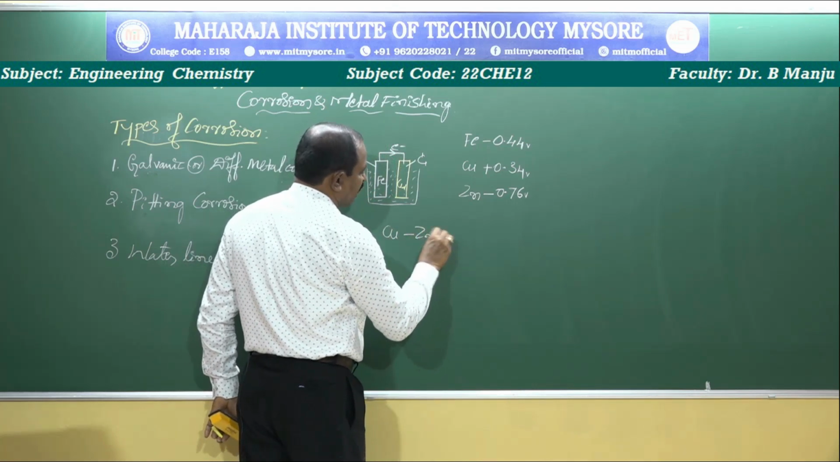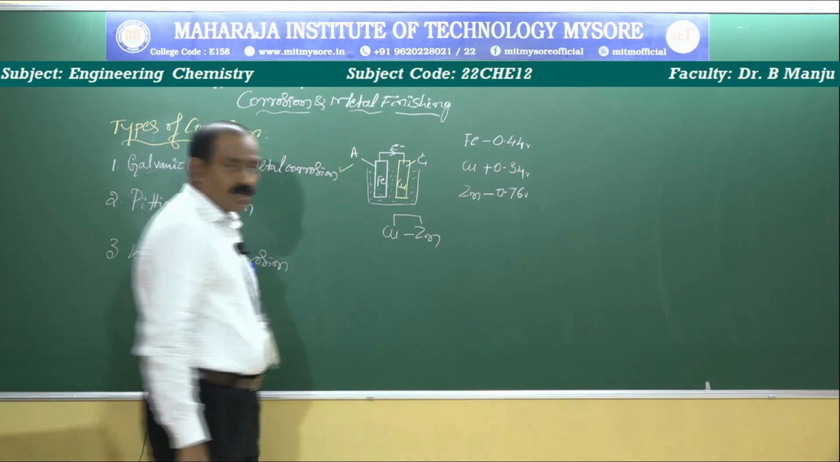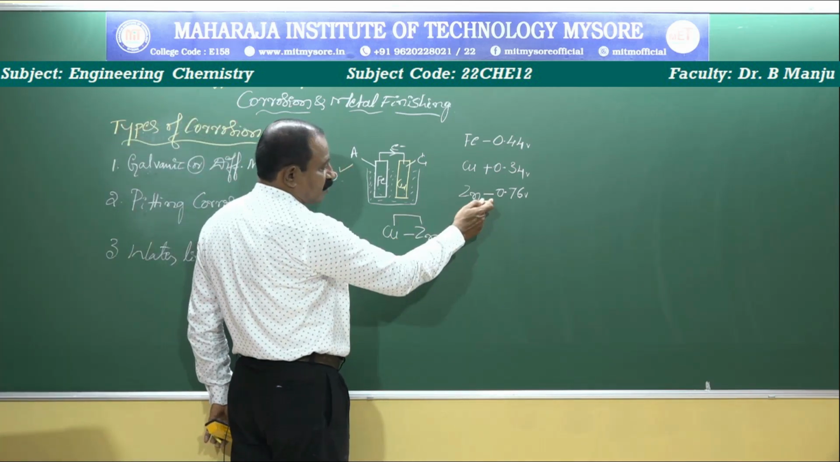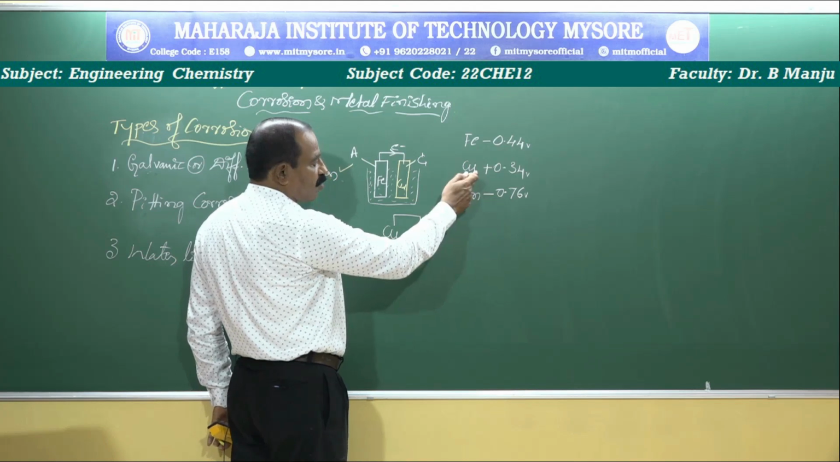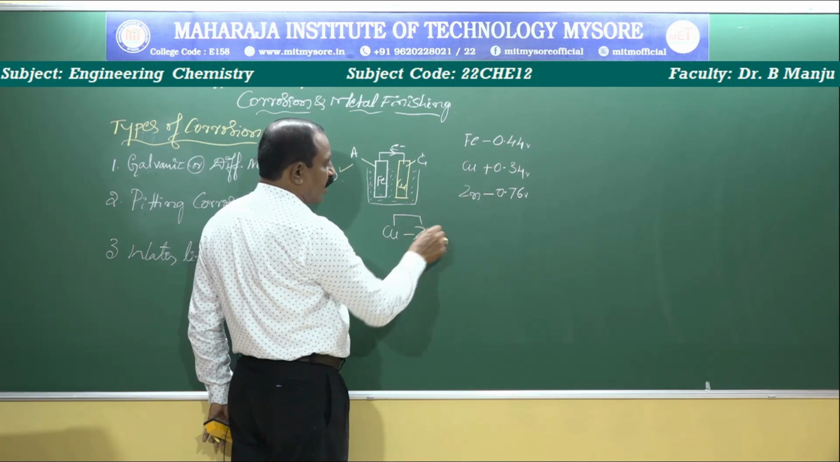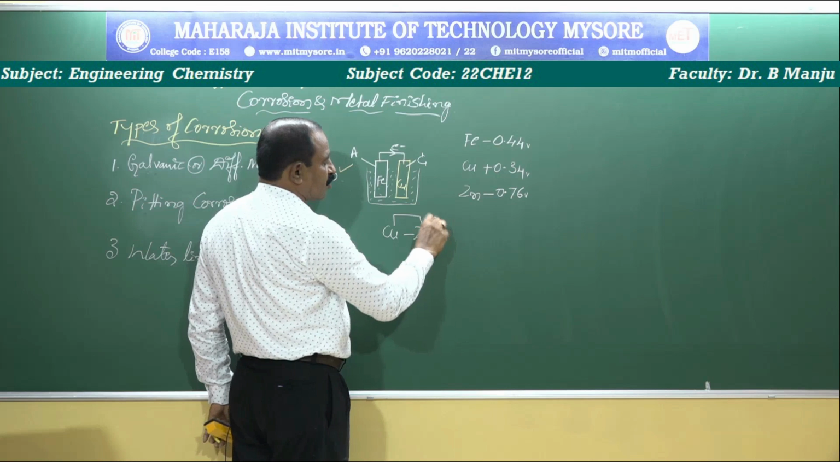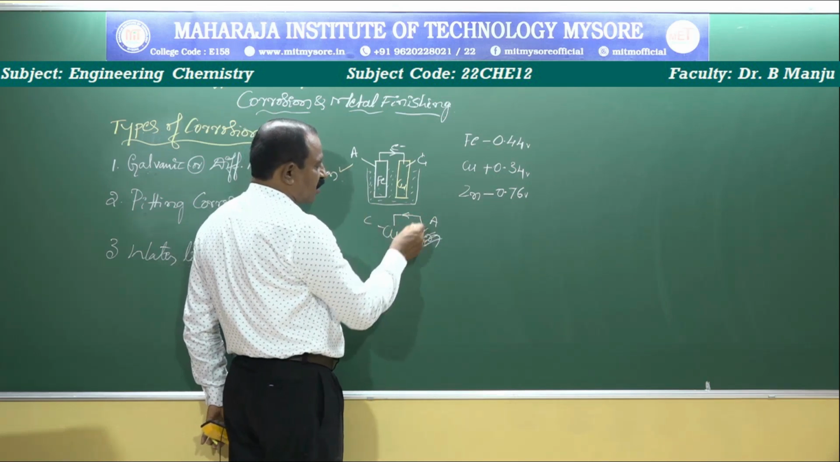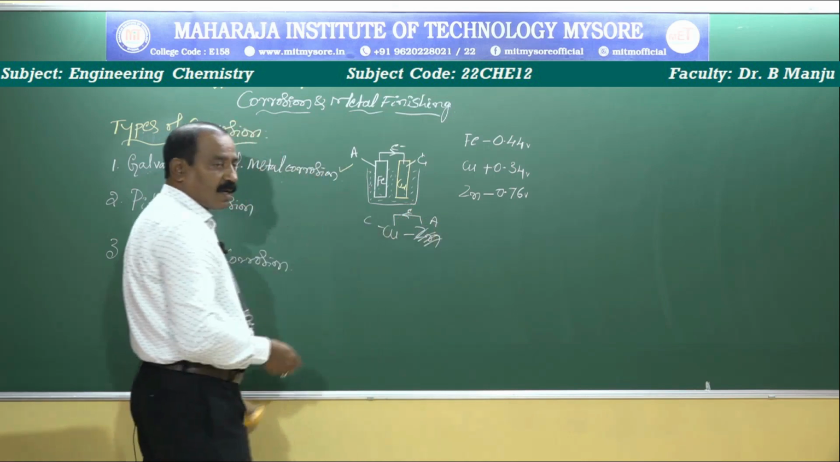Copper and zinc, these two metals are connected to each other. Which metal undergoes corrosion? Zinc is more reactive because it has a high negative potential, while copper is positive. Therefore, zinc acts as anode and copper acts as cathode. Now electrons are transferring from zinc to copper.